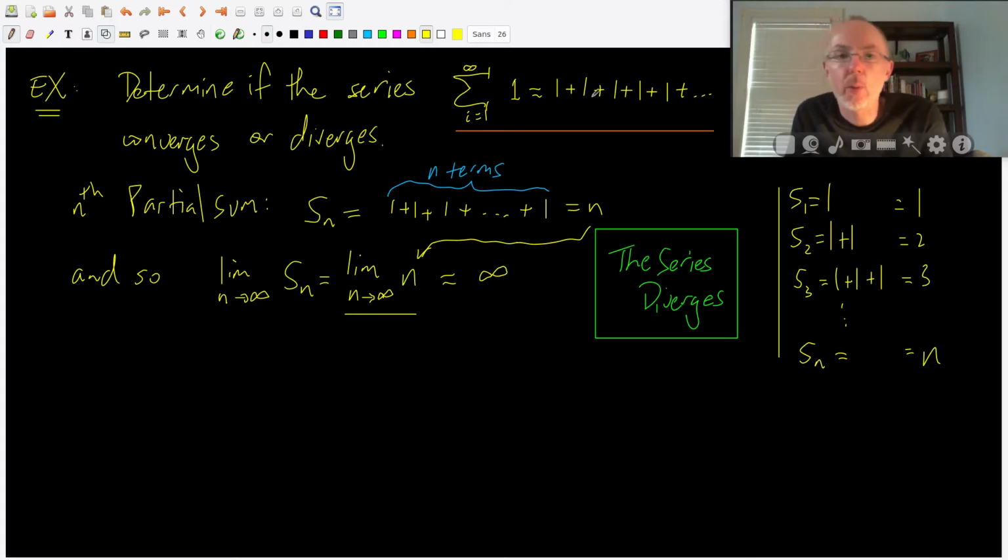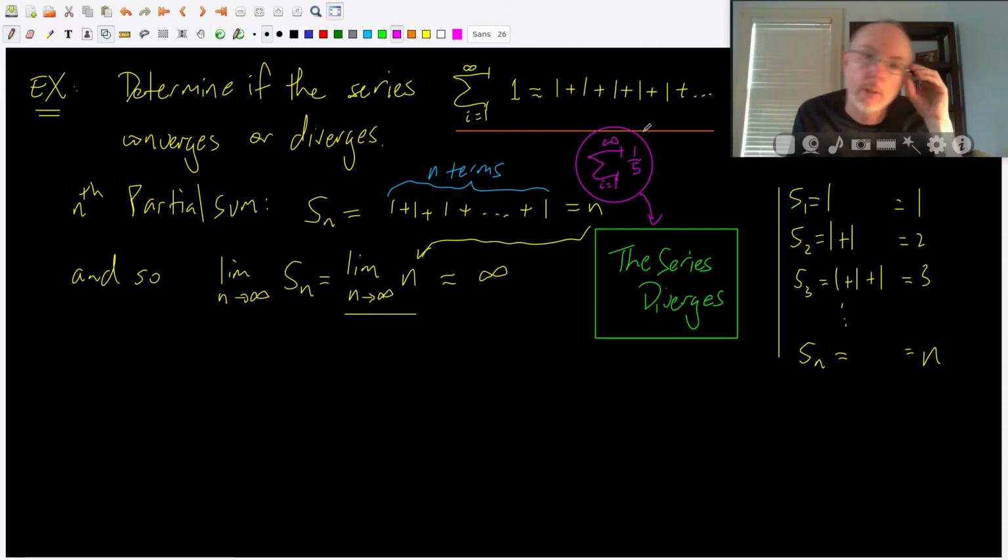In this case it's a pretty simple series, but you can imagine any series where you're just adding a constant number like this. So if I added 1/5 together over and over and over, that's also going to diverge, right? That series is also going to diverge because the nth partial sum in this case would be n over 5, because we've got a fifth plus a fifth plus a fifth. We're doing it n times, so we get n fifths. And so it would diverge as well.